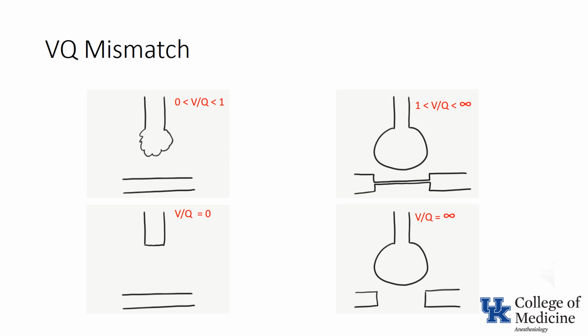It's as if a PACU nurse came to you and said, "There's something wrong with the patient's blood pressure." Based on that statement alone, you don't know if the patient is hypertensive or hypotensive. The same thing applies to the phrase VQ mismatch. You don't know if the problem is areas of high VQ ratio or low VQ ratio.